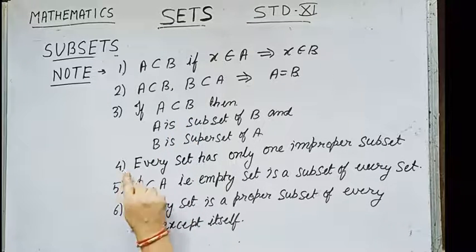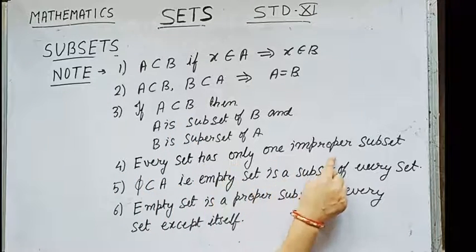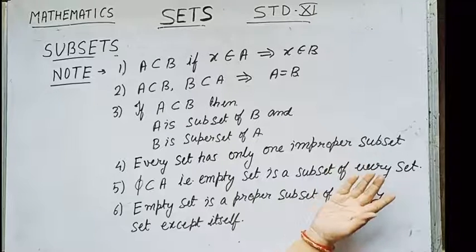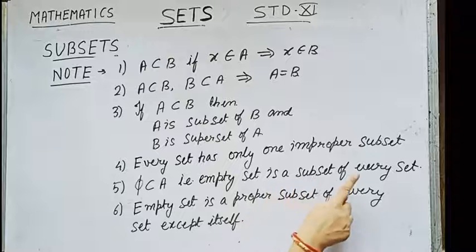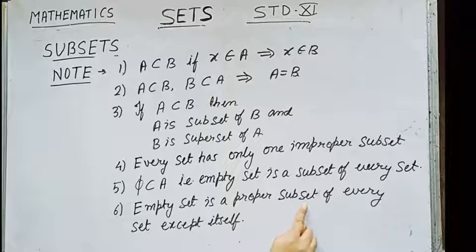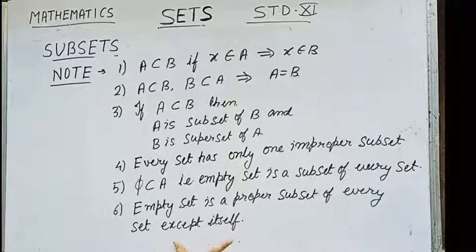Point number 4: every set has only one improper subset, that is the set itself. Point number 5: the empty set phi is a subset of A. That is, the empty set is a subset of every set. Also, the empty set is a proper subset of every set except itself. Take care: the empty set is a subset of every set, and it is a proper subset of every set except itself.